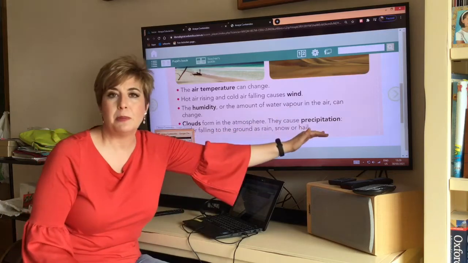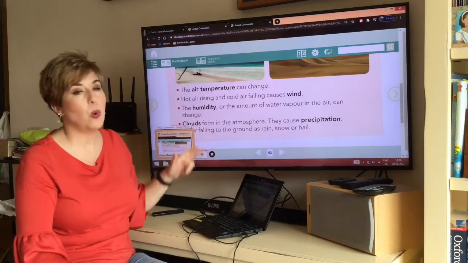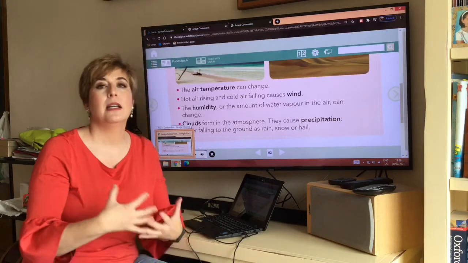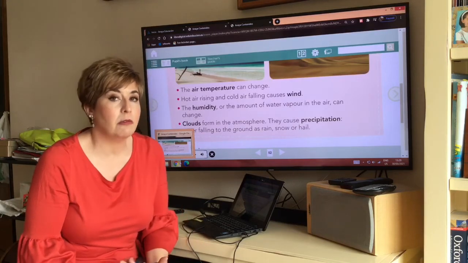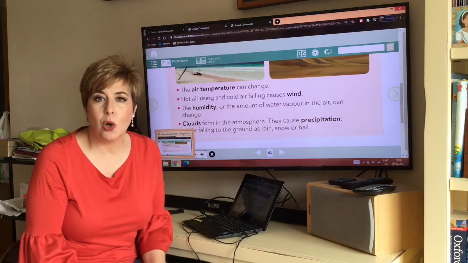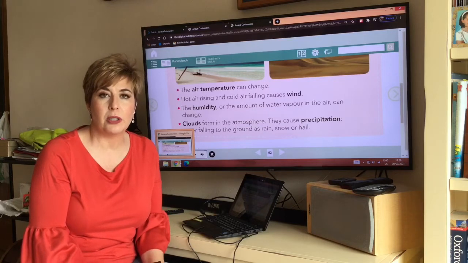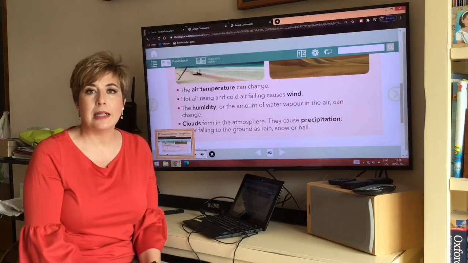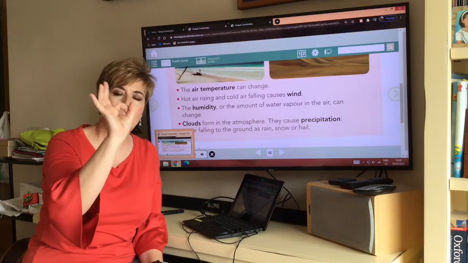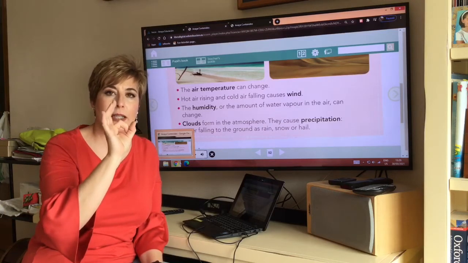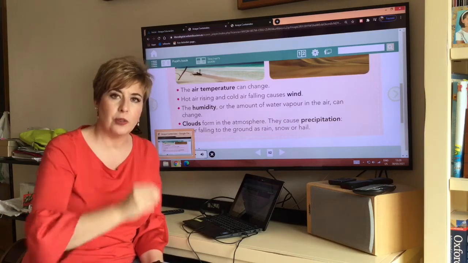Okay, so the precipitation is when we have water falling in the form of rain. Rain is just water. Snow is very, very cold water that turns into ice. And hail are little balls of rocky ice that fall on the ground.